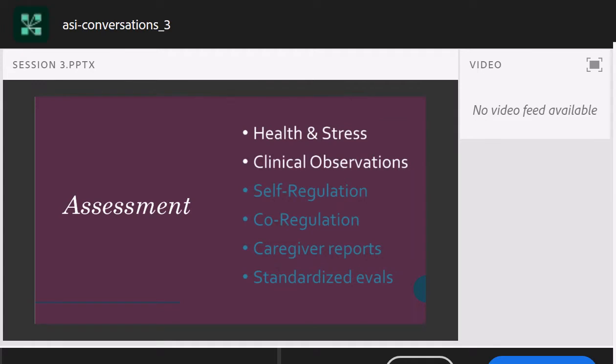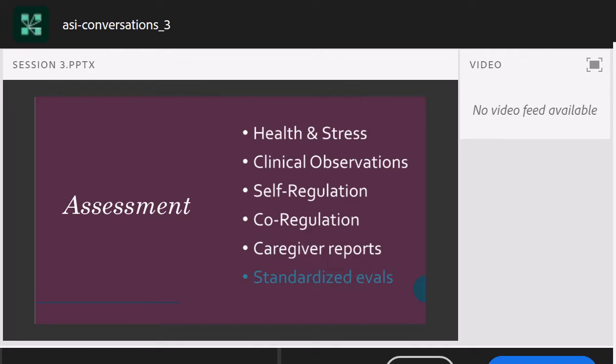Next in assessment is doing clinical observations of the child, at the very least in the clinical environment, but even more effectively in their natural environment, whether it's their school environment, their home environment, community environment. So we want to see what they're like in the real world. We also want to look at their state of self-regulation, and we talked about that quite a bit at the beginning of the lecture. So we want to take all of those factors into account and really carefully assess that, as well as their co-regulation. In other words, how do the adults or caregivers in their life help them with regulation?